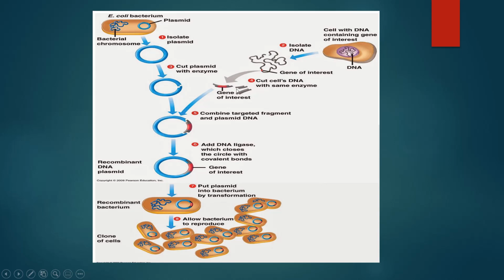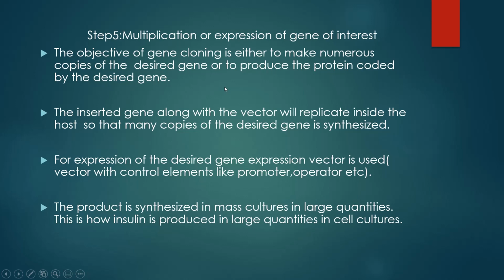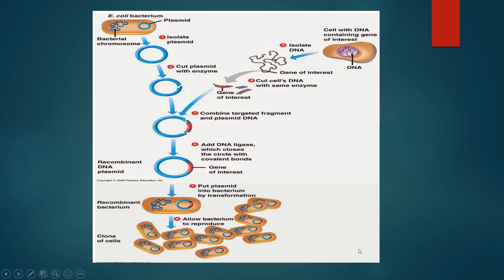So this is our gene of interest. That means this gene is responsible for producing the insulin hormone. And this plasmid and this gene, these two DNA molecules, are joined together with the help of ligase enzyme. That means the targeted fragment, nothing but the gene of interest, and the plasmid DNA, these two are joined.